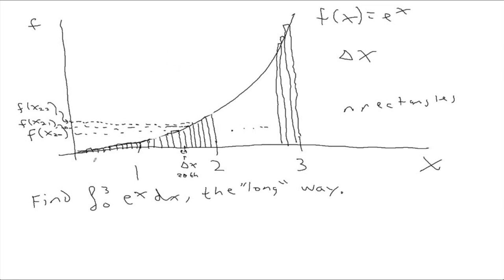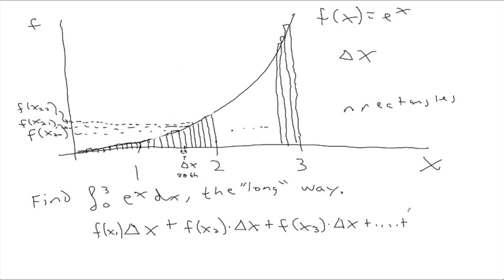So what's going to be the area of the first rectangle? Well, its width is this, and its height is this. Would you agree that's the area of the first rectangle? F of x1 is its height times delta x. And then the height of the next rectangle? F of x2 times delta x. And the next term? F of x3 times delta x. And then the last term? F of x.